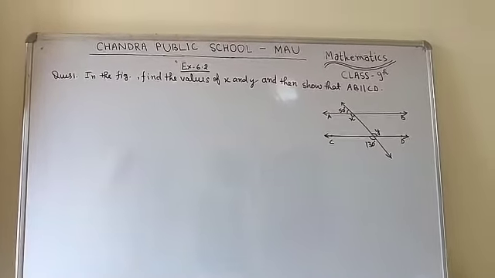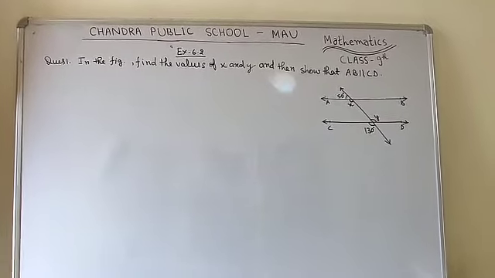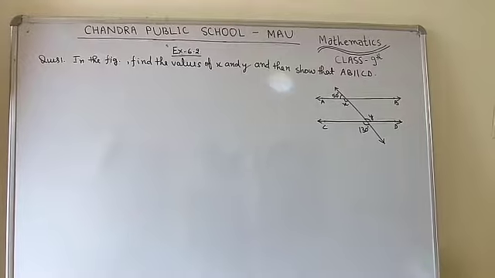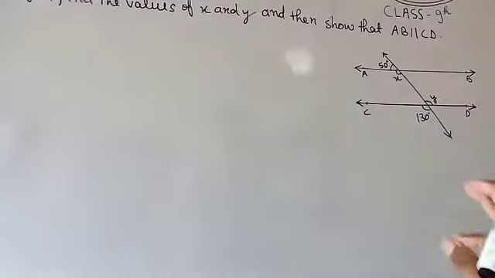Today I am going to start exercise 6.2. Here I have written question number 1. In the given figure, find the values of x and y and show that AB is parallel to CD. Here the diagram is given.